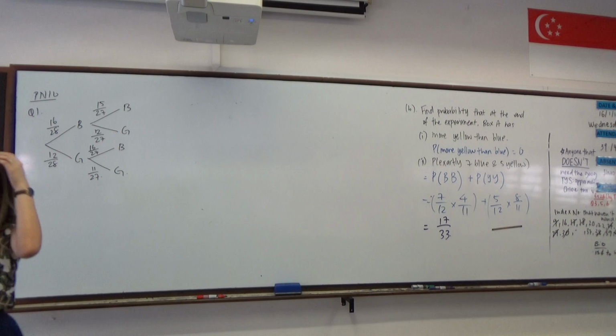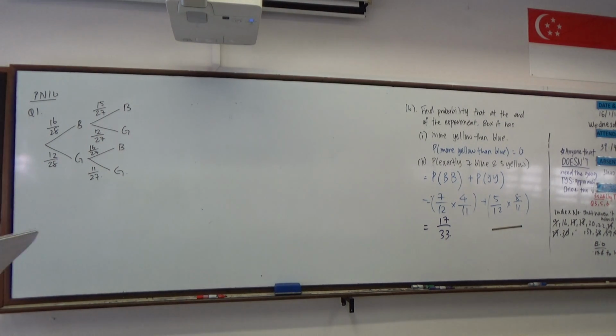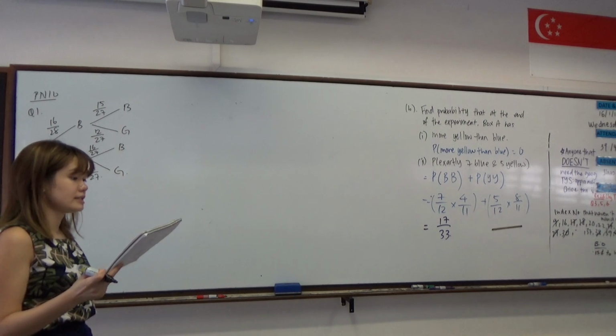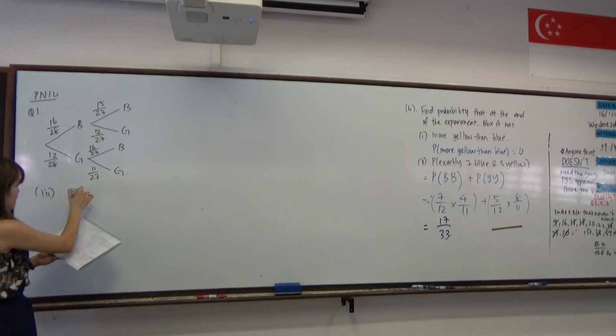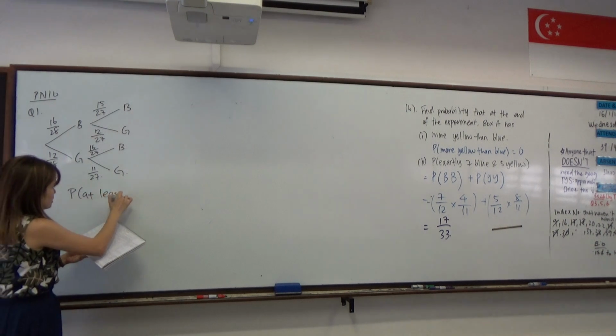Okay, so yesterday we were looking at the science demonstration, right? Whereby we are choosing 2 students, boys and girls. 16 boys and 12 girls. Then after that we drew this tree diagram. Then we stopped at part 3, where we want to find the probability that at least 1 is a girl.